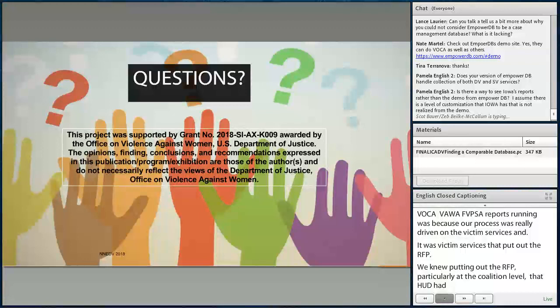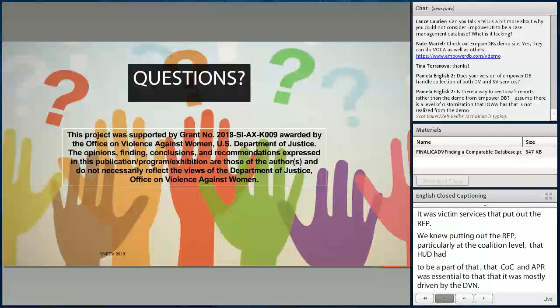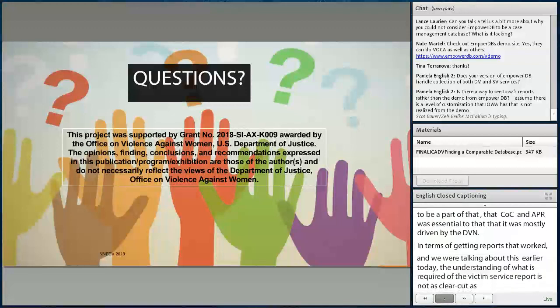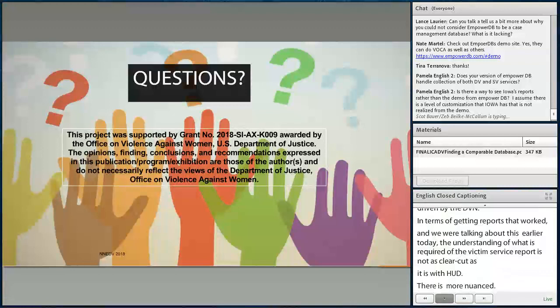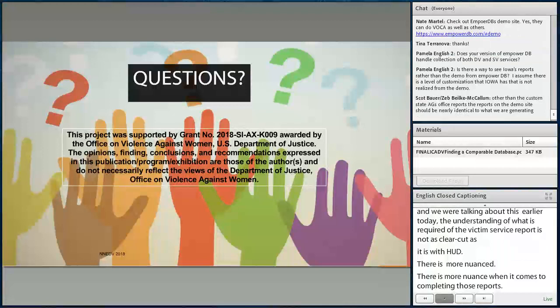So in terms of getting reports that worked, and Scott and I were talking about this just earlier today, understanding what's required of the victim service report is not as clear-cut as it is with HUD. There's more nuance. I think that was your word. Nuance is good when it comes to completing those reports, and so it was really good that we had folks at the table that understood those nuances from the very beginning when it came to the database.